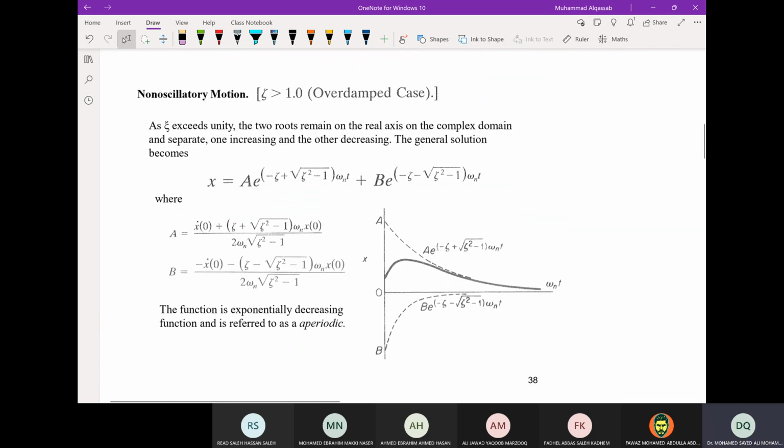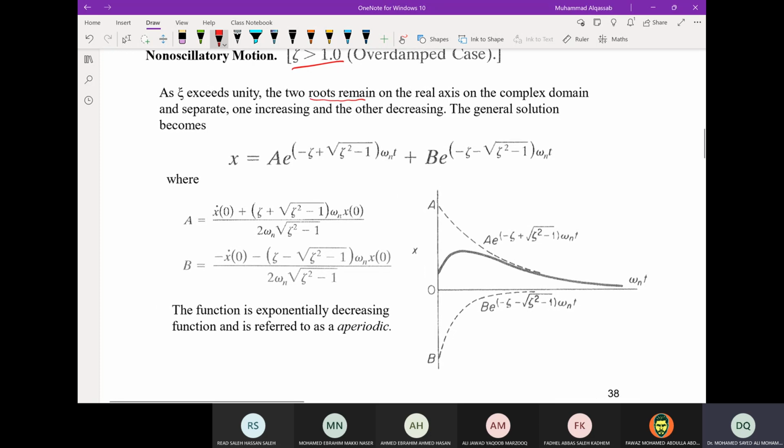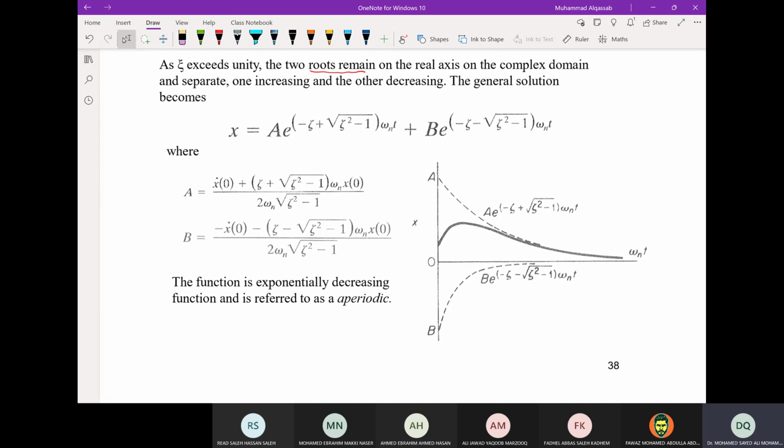If you have zeta greater than 1, this is the overdamped case, and for overdamped there are no oscillations. The roots are real, and we have exponential functions: a e to the power minus zeta plus square root of zeta squared minus 1 omega n t, plus b e to the power minus zeta minus square root of zeta squared minus 1 omega n t, with a and b found from initial conditions, given by these expressions for a and b.